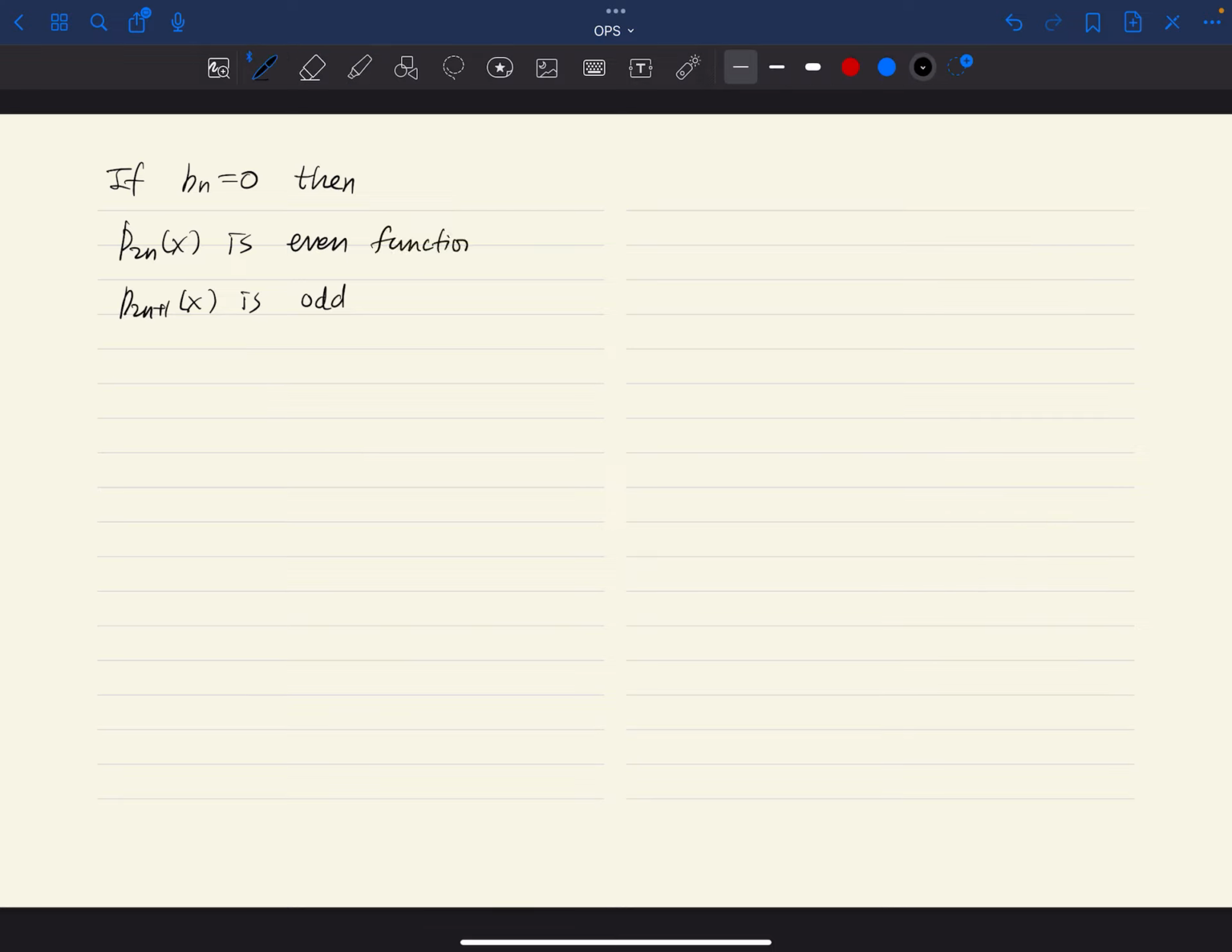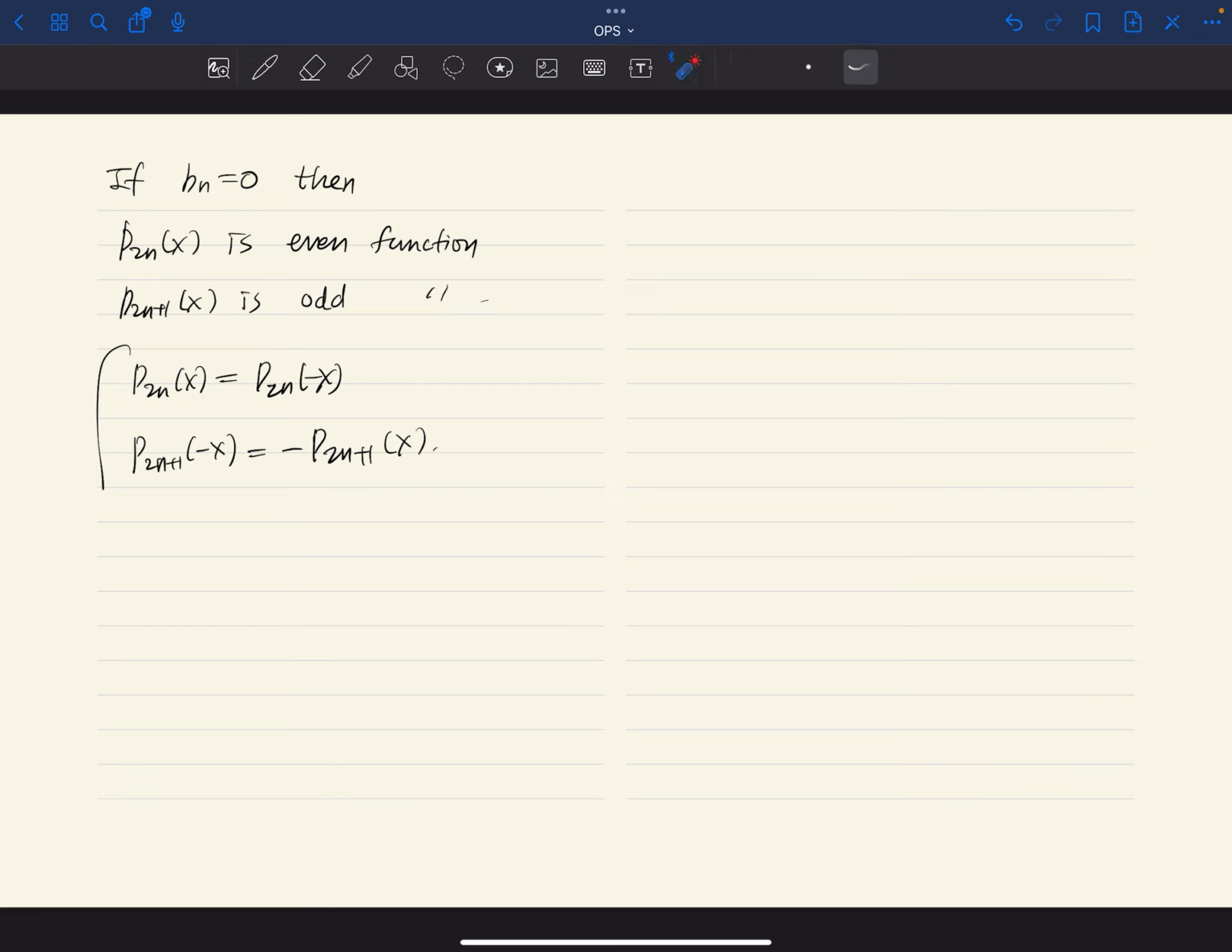Even function means p2n(x) equals p2n(minus x). This basically means even odd function basically means this. Like that. Okay, so even function means if you replace x by minus x, the function doesn't change. Odd function means if you change x to minus x, then you get a minus sign.